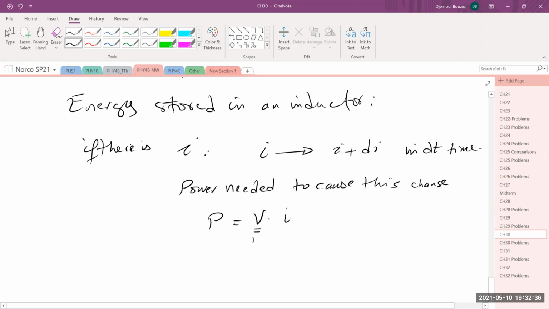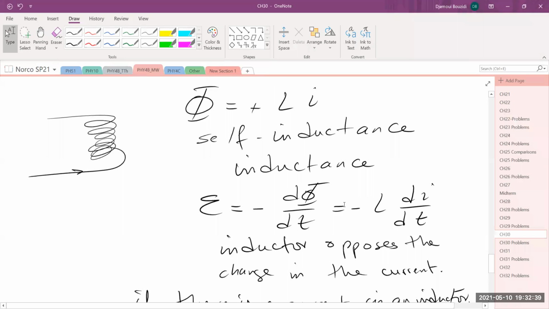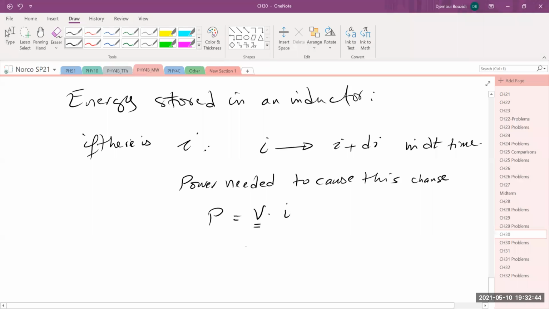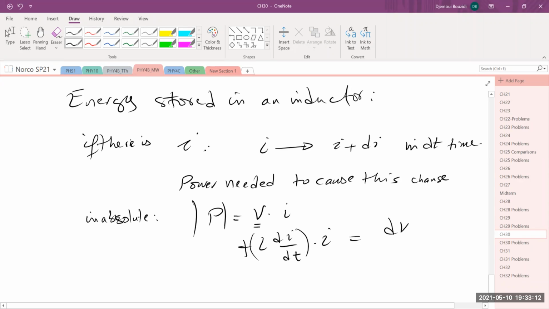And the voltage in this case is this EMF. The voltage is minus L dI/dt. Since I'm looking at the power in absolute value, I don't care about the sign at this point, okay? So this is in absolute value. I need to know how much it takes, and this is how much it takes in terms of power. So this is the voltage times I. So this is the power that we're talking about in here. Obviously, the power is defined as the amount of work or energy per unit time.